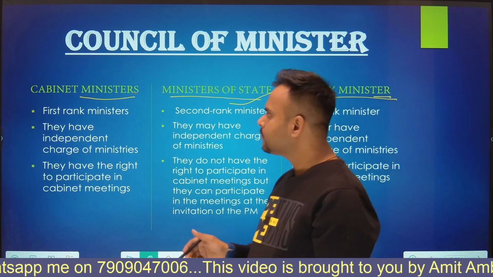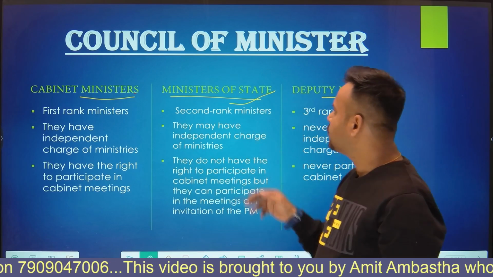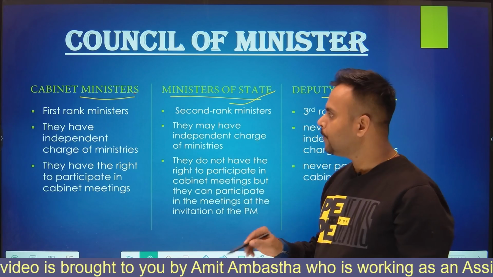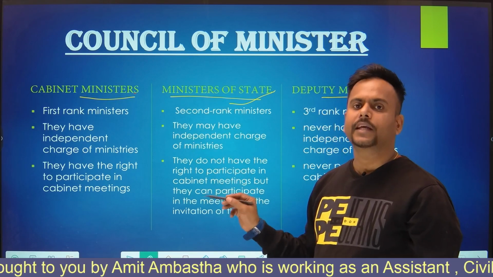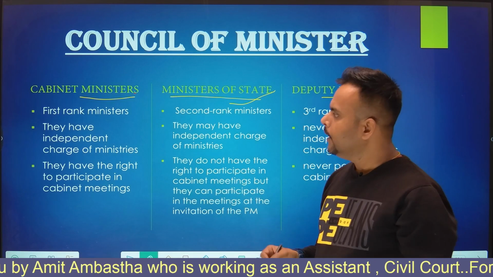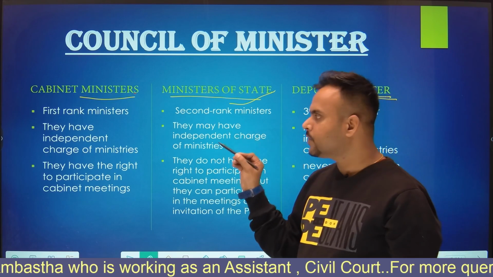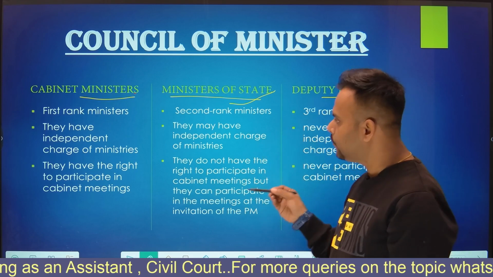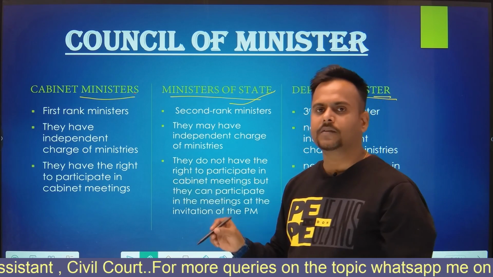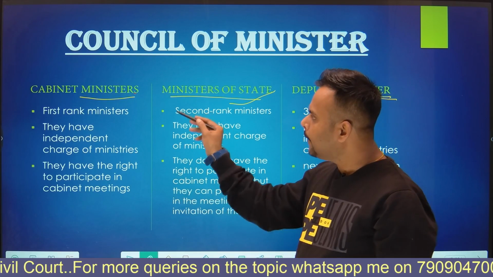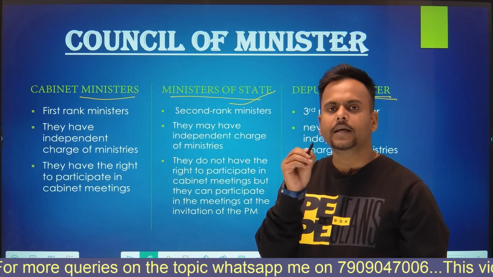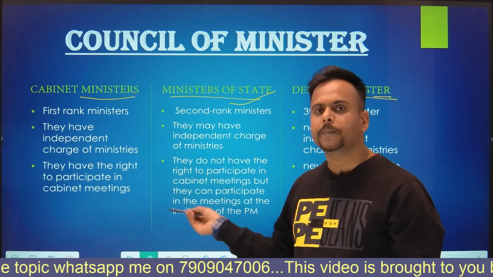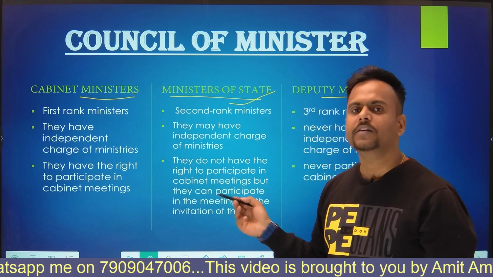Now see what happens. What are Cabinet Ministers, what are the Ministers of State, and what is a Deputy Minister? Cabinet Ministers are, friends, the first rank ministers. They have the independent charge of ministries. That means if there is a finance ministry, then the cabinet minister will be solely responsible for the entire working of the ministry, and they have the right to participate in the cabinet meetings. So you must have a very clear understanding that cabinet ministers are the first rank ministers, they have the right to participate in the cabinet meetings, and they have the independent charge of their ministries.